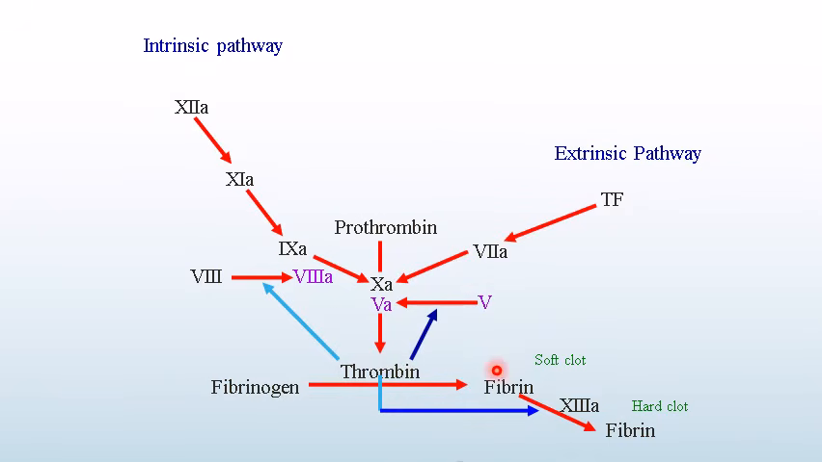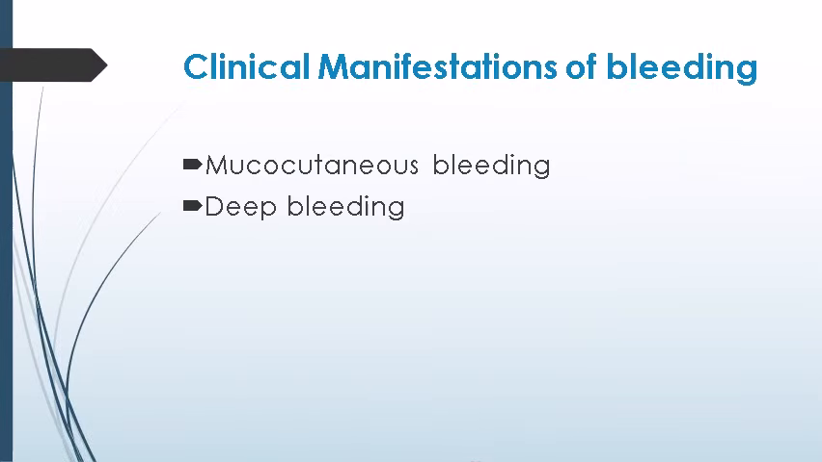In addition, the fibrin formed is still soft. It will need factor 13, which is also activated by thrombin. Factor 13 will cause cross-linkage of the fibrin fiber strands, making it change from a soft clot to a hard clot. So this is a summary of the activation of the coagulation cascade.